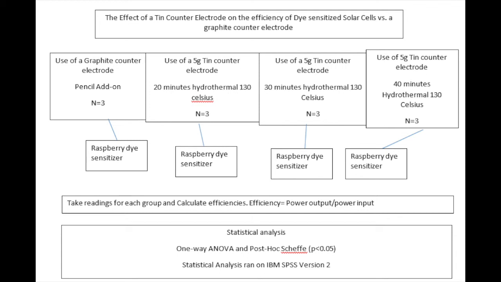Readings for each group will be taken using Logger Pro, and efficiencies will be calculated. Statistical analysis will be done using one-way ANOVA and a post-hoc Scheffe test with a p-value less than 0.05. Statistical analysis will be run on IBM SPSS version 20.